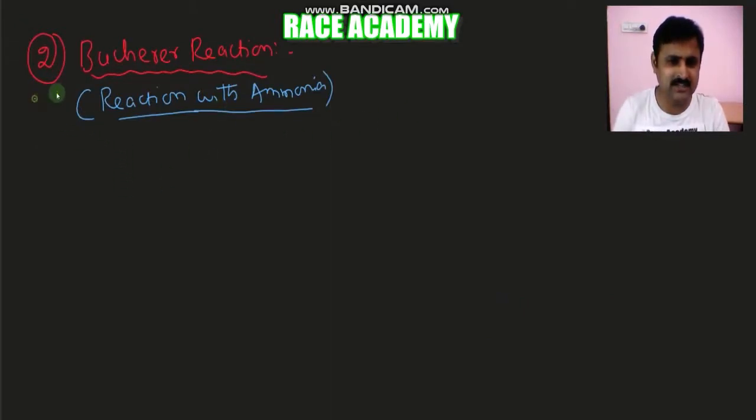Let us see the next reaction, called the Bucherer reaction, or reaction with ammonia. Actually, phenol heated with ammonia under pressure gives aniline, an organic nitrogen compound. Or in the presence of ZnCl2, zinc chloride, we can also treat phenol with ammonia, and phenol gives aniline. That named reaction is called the Bucherer reaction. Okay, we will see how this reaction takes place.